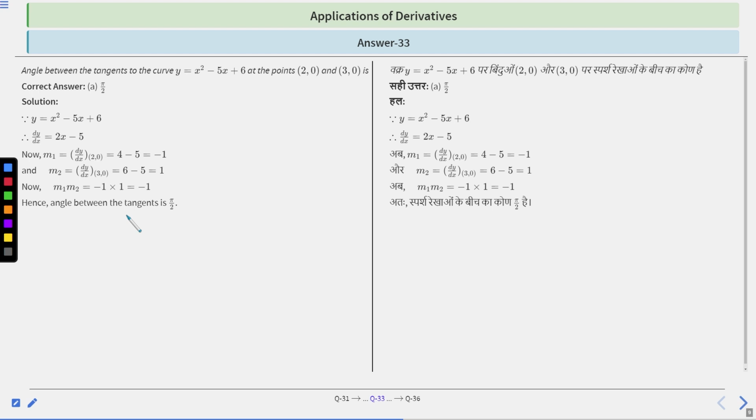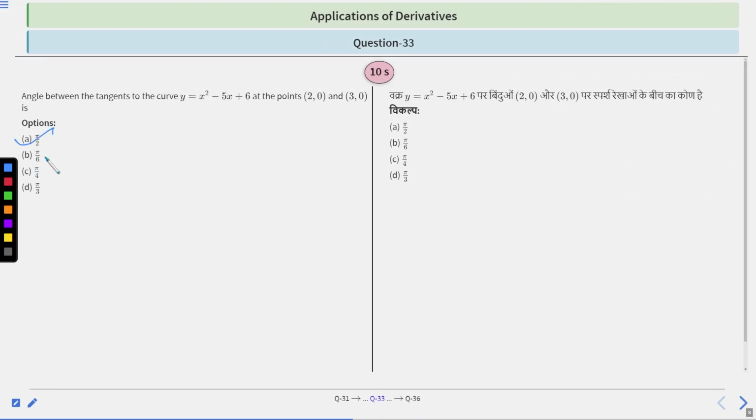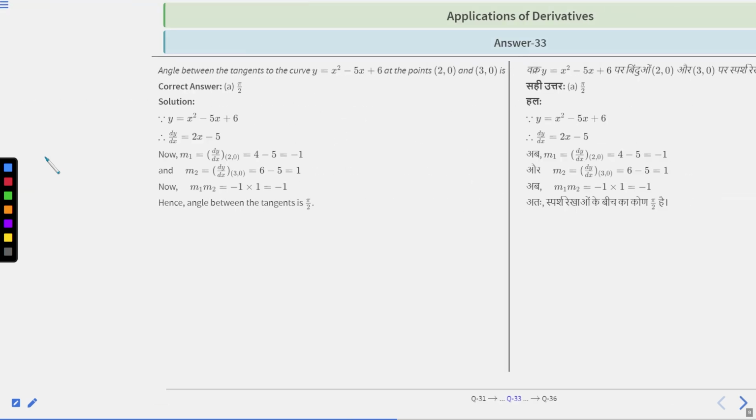Clear? Angle between the tangents is pi by 2, right? So the two curves are orthogonal to each other. Got it? Option A is the right choice. Clear? Let's move to the next question.